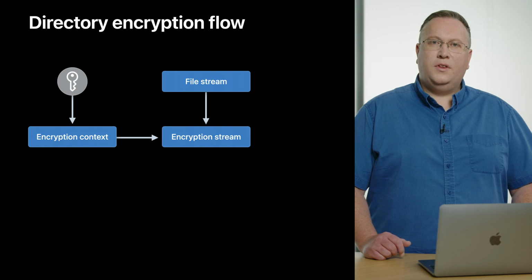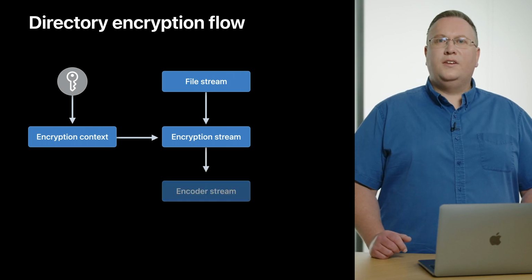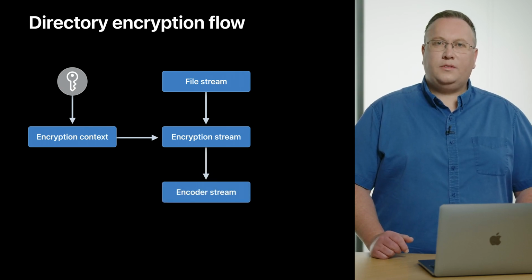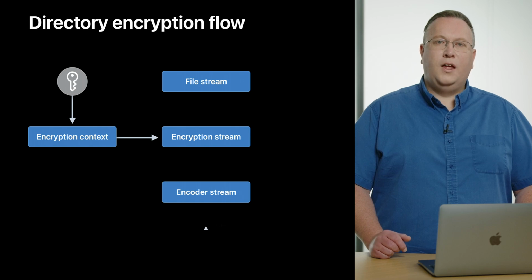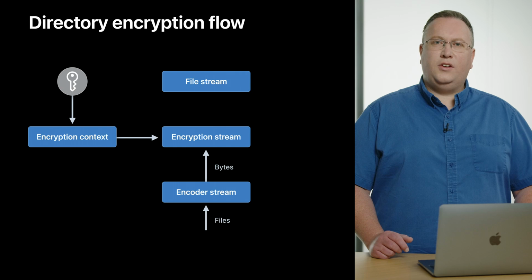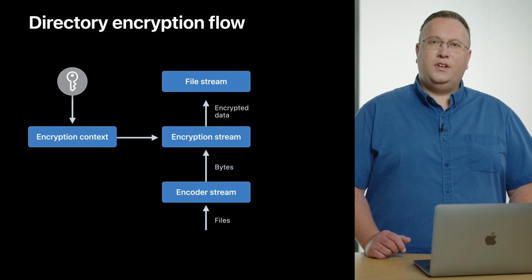The encryption stream will encrypt a stream of bytes, so we need an adapter that will translate the directory we want to encrypt into such. This is the encoder stream. The data, of course, flows in the opposite direction to the object creation. We feed archive entries into the encoder stream, which transform them into bytes for the encryption stream, which then outputs the encrypted data to the file stream.